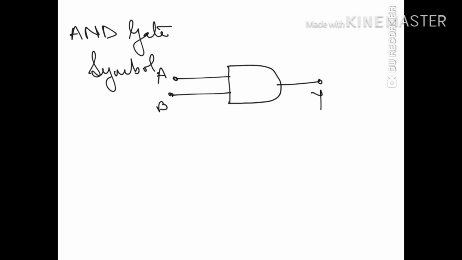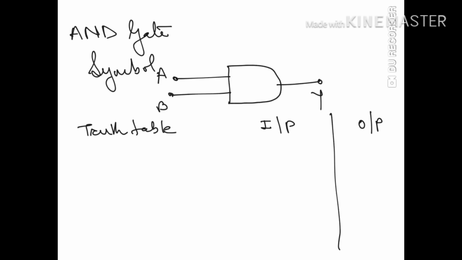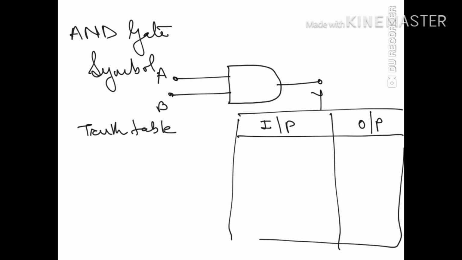So this is the symbol for it. An AND gate has 2 or more inputs and 1 output. Now we'll go to the truth table. Same thing: here we'll put input, here we'll put output. Here and here is your A and B. This is Y.